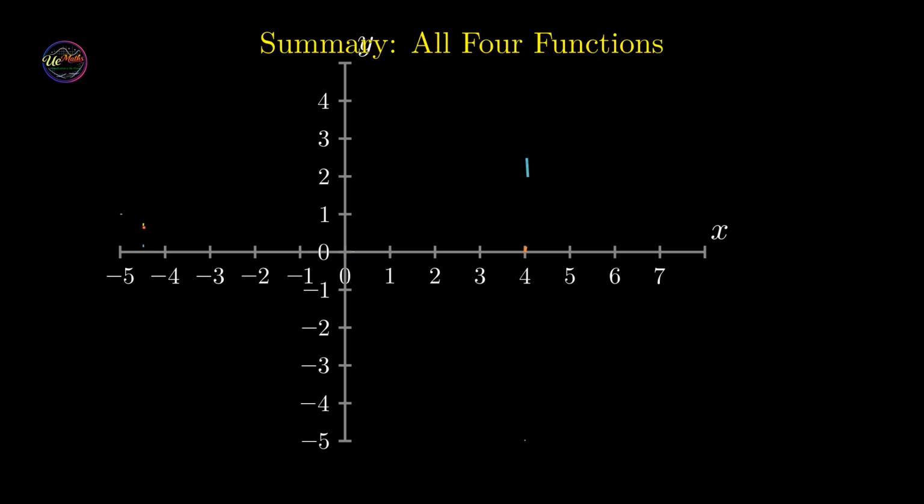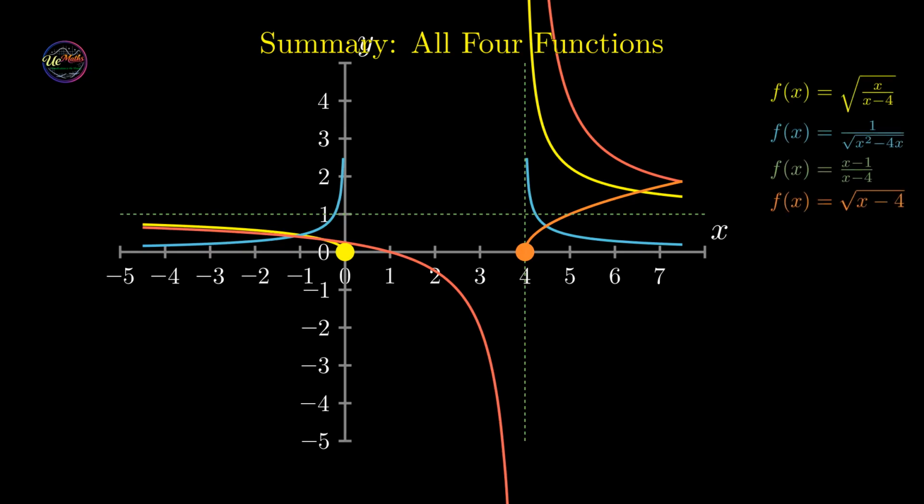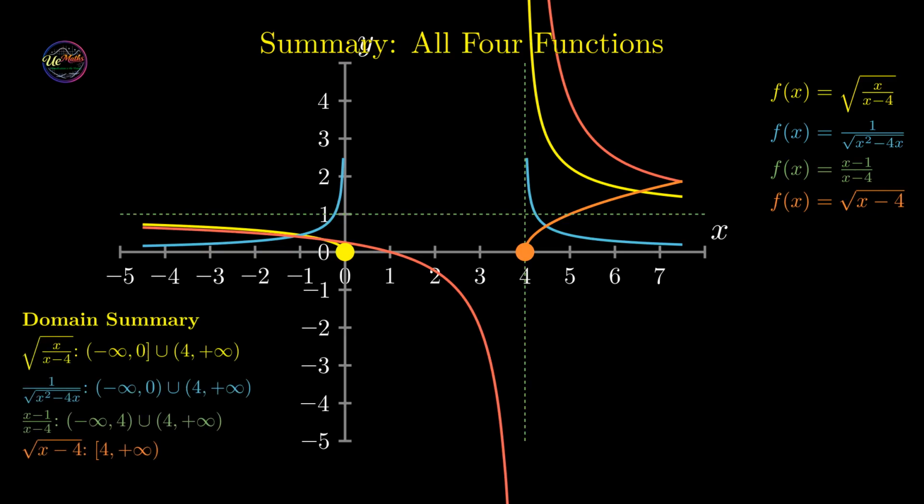Now let us compare all four functions together on the same graph. Observation 1. Domain. The square root of x over x minus 4 has domain negative infinity to 0 closed, union 4 open to positive infinity. 1 over the square root of x squared minus 4x has domain negative infinity to 0 open, union 4 open to positive infinity. X minus 1 over x minus 4 has domain all reals except x equals 4. The square root of x minus 4 has domain 4 to positive infinity, closed at 4.